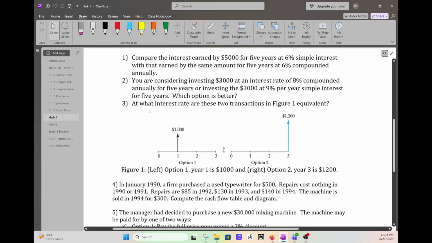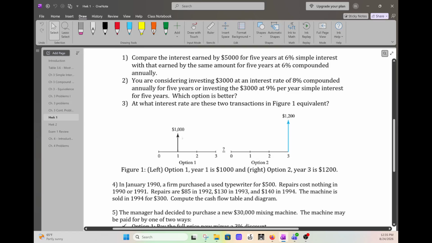Problem 3. At what interest rate are these two transactions in this figure equivalent? So option 1 is you have $1,000 at year 1, and then option 2 is you have $1,200 at year 3. So what I would do, okay, is figure out, there's tons of options. To make them equivalent, you've got to move this $1,000 up to year 3, because this is at year 3. Figure out what the interest rate would be if it was $1,200.